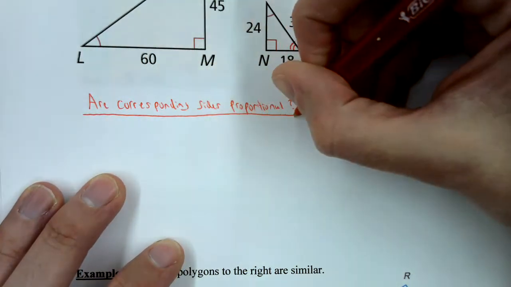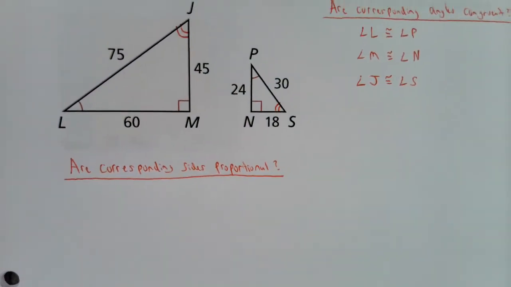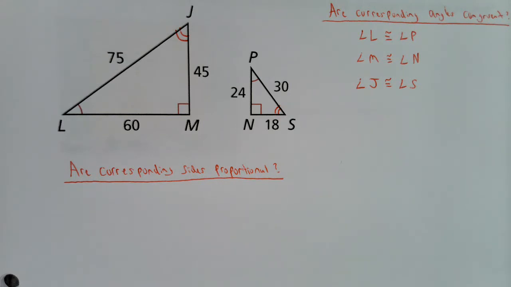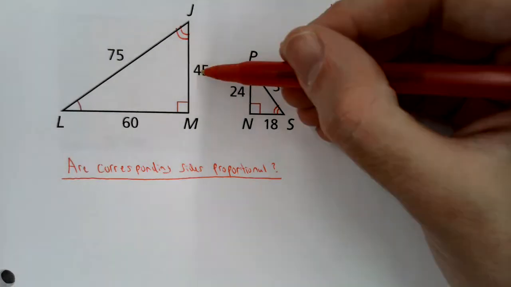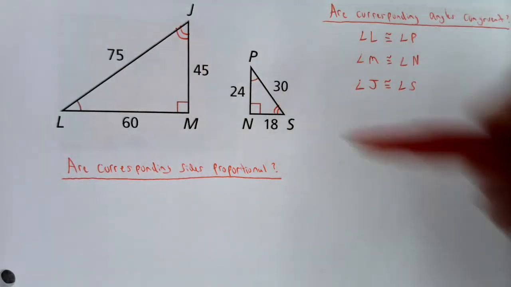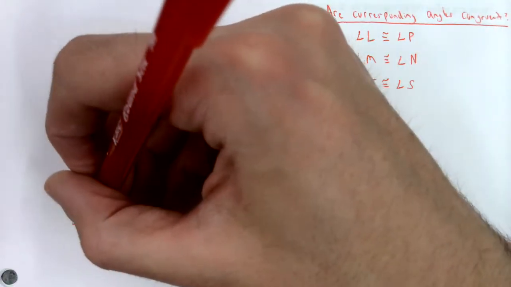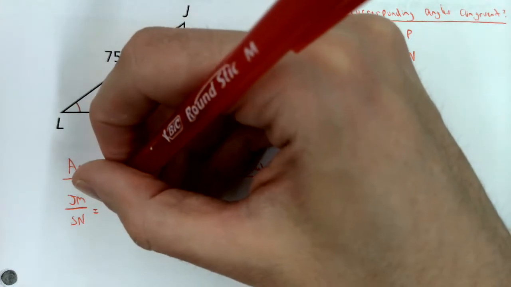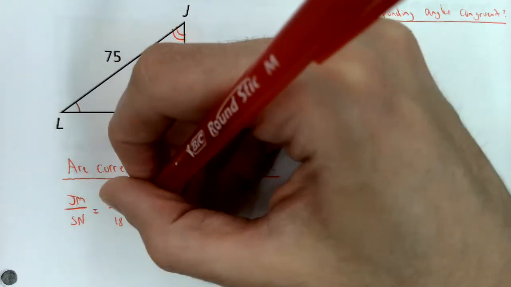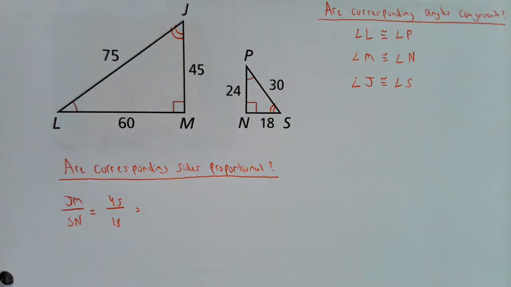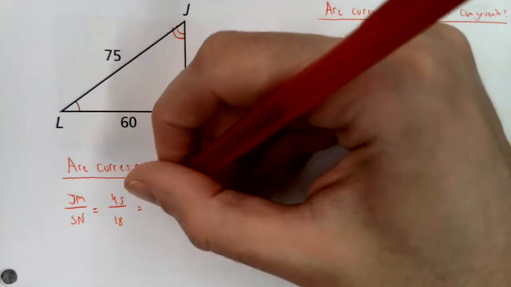So let's see. What you're going to do is compare the 2 smaller sides together. You're going to compare this smaller side from this triangle with the smaller side from this triangle. So let's compare JM with SN, the 2 smaller sides. When you compare them, you get 45 being compared with 18. Simplify that fraction. Divide each one by 9, and you get 5/2.